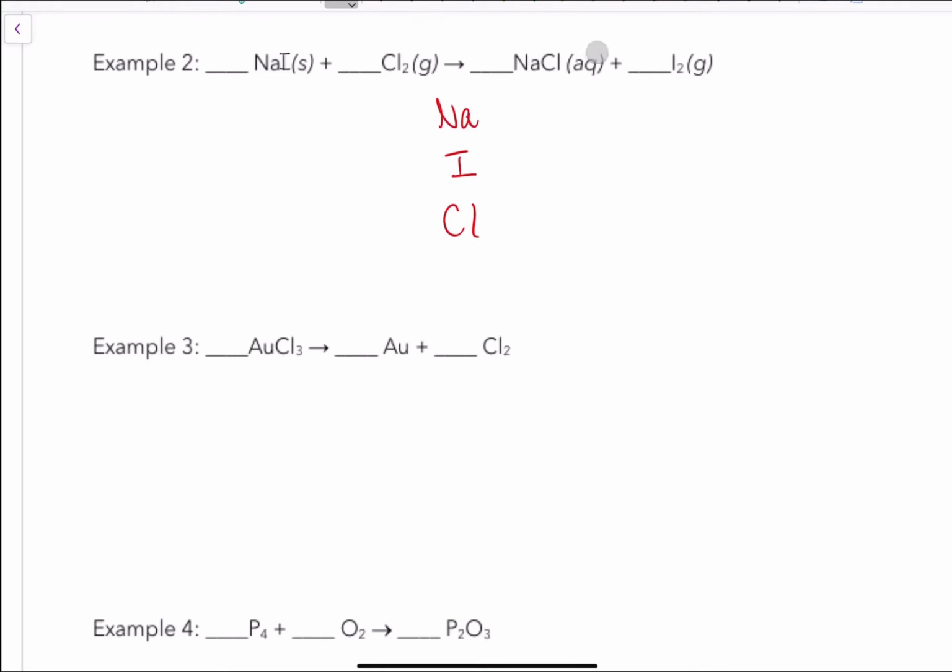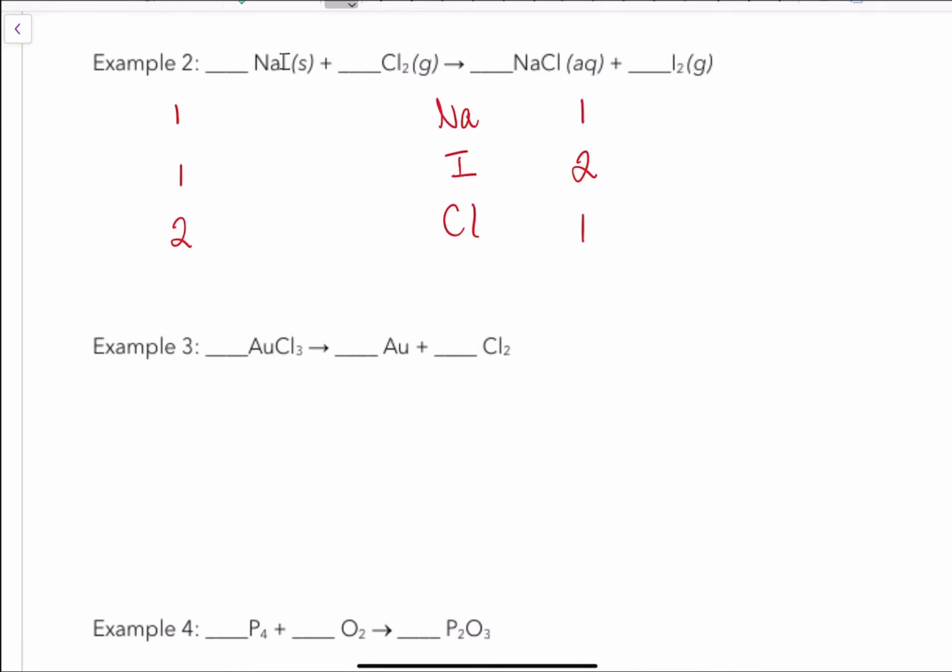Now be careful because our order is different here, but that's okay. Finish up our atom inventory. We have 1 sodium, 1 iodine, 2 chlorine. Because we have 1, 1, 2. On this side, we have 1 sodium, 2 iodine, and 1 chlorine. So here's our atom inventory.